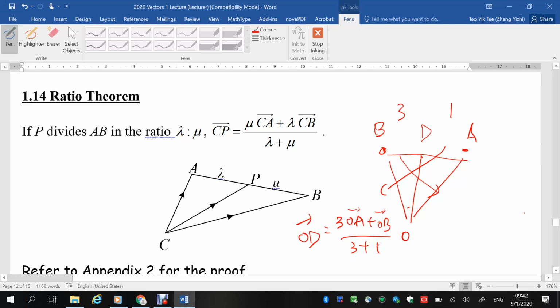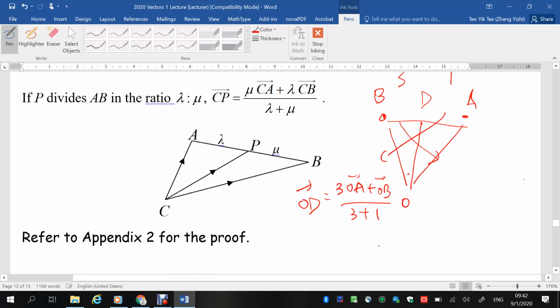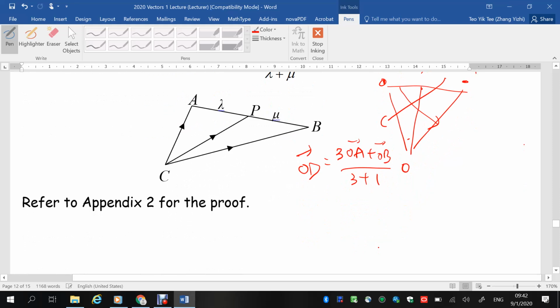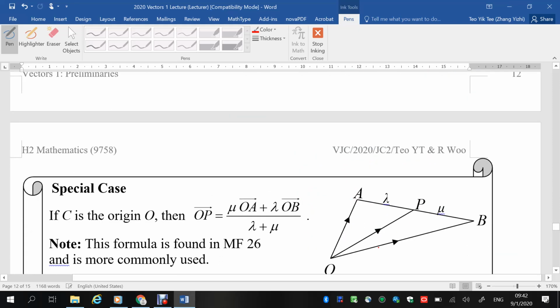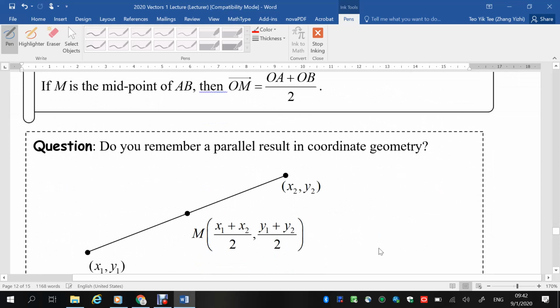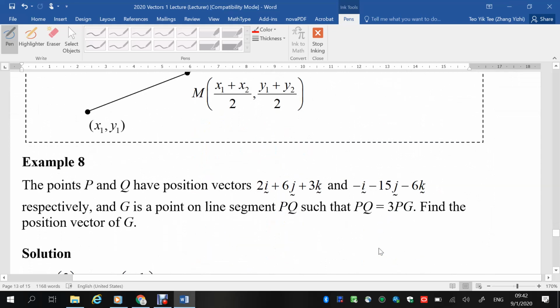Can? Okay. Memorizing your formula is not important, it's in the formula list. The proof is supplied in Appendix 2, so read it if you are really interested. Can? So let's go through one example.